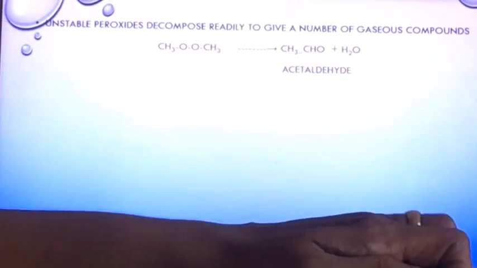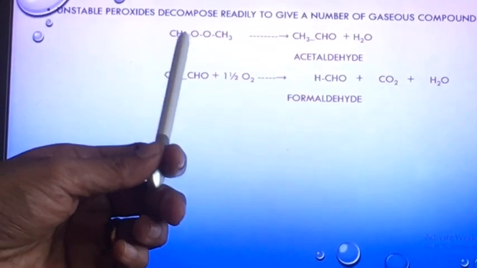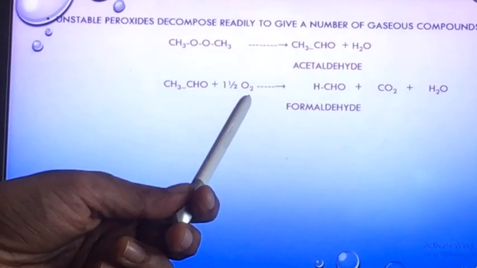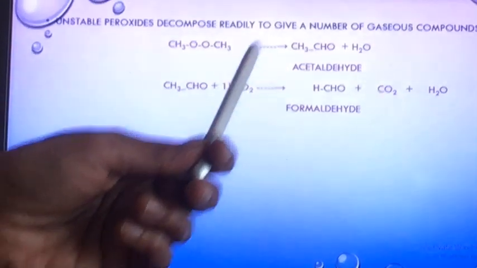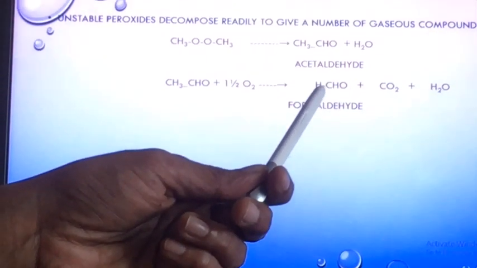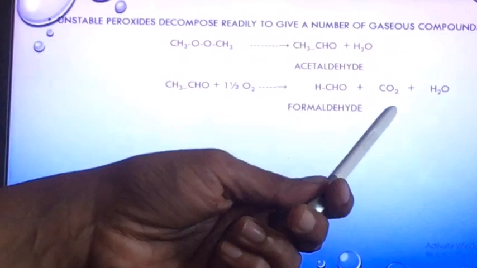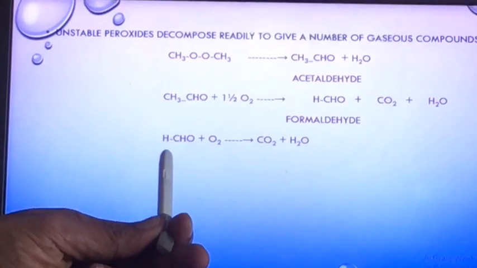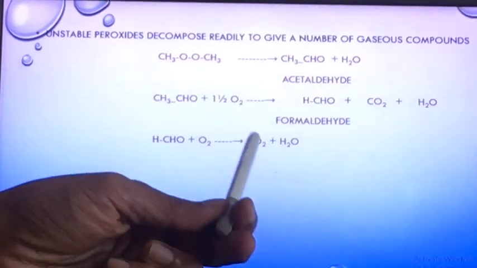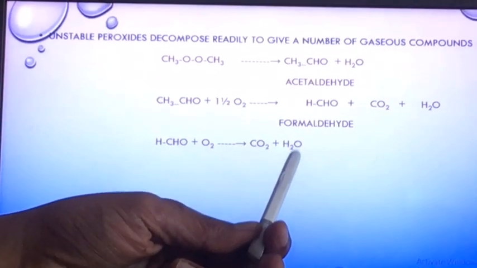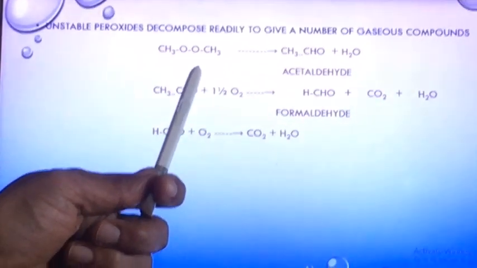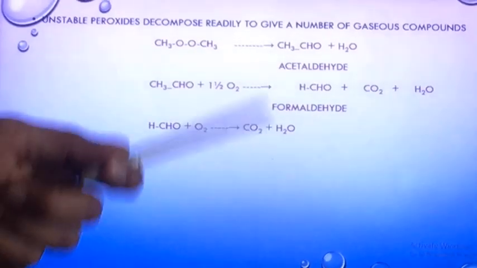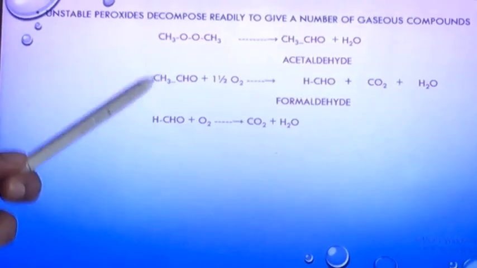First acetaldehyde will be formed. This dimethyl peroxide forms acetaldehyde. Acetaldehyde again combines with oxygen and forms formaldehyde, that is HCHO, and carbon dioxide and water. Again in the next step, this formaldehyde combines with oxygen and forms carbon dioxide and water. So these unstable peroxides give rise to a number of gaseous compounds through a series of chain reactions.